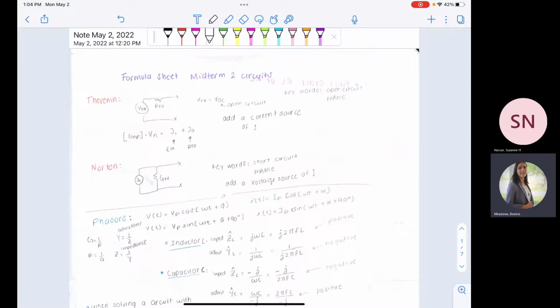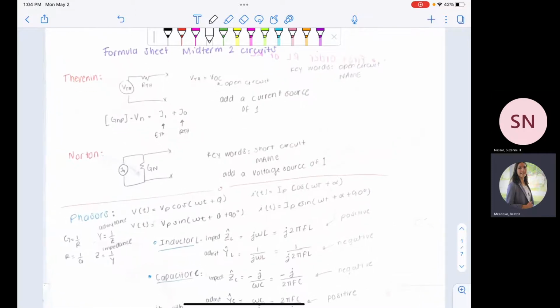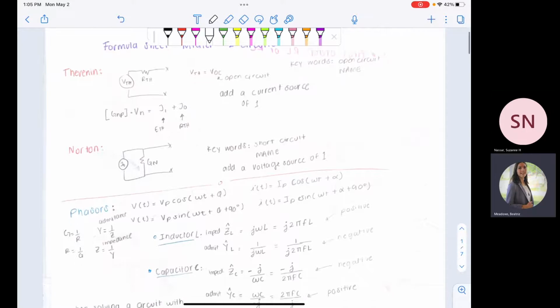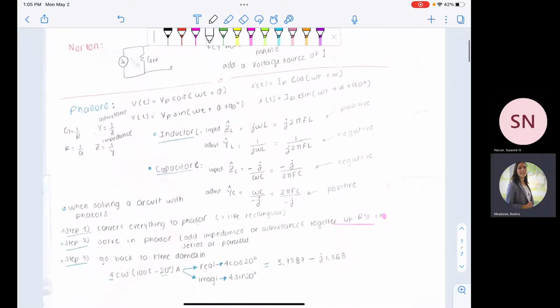Okay, so just a few tricks. We're not going to go over your E shift or your current shift, because I'm sure you got your solutions for your test, so you can review those on your own. Just go through your homework and the solutions. What we will go over today is nodal or mesh with phasors.